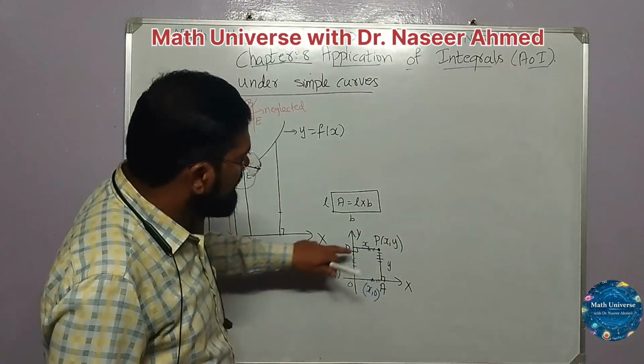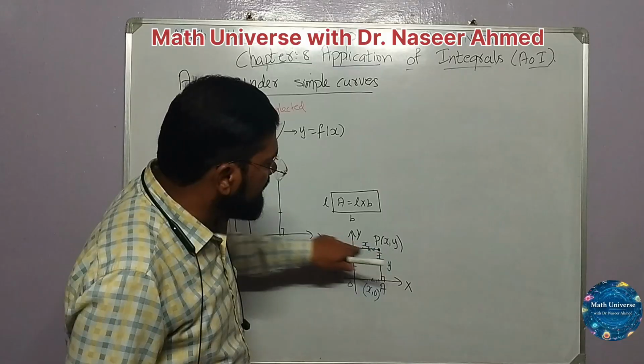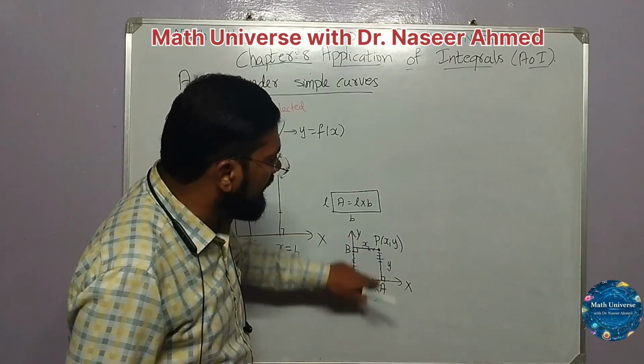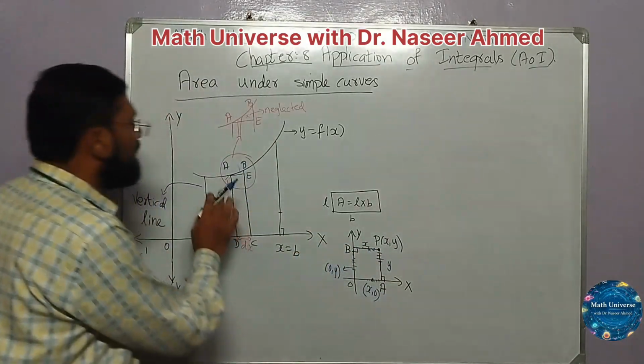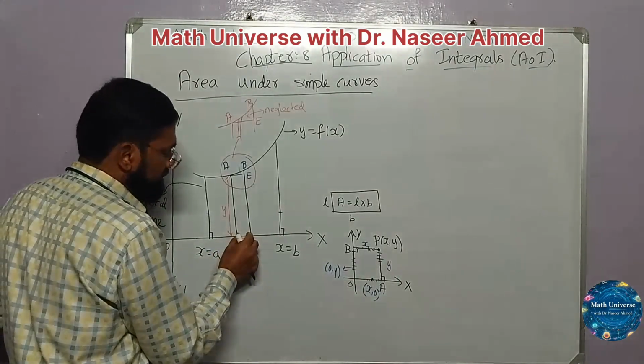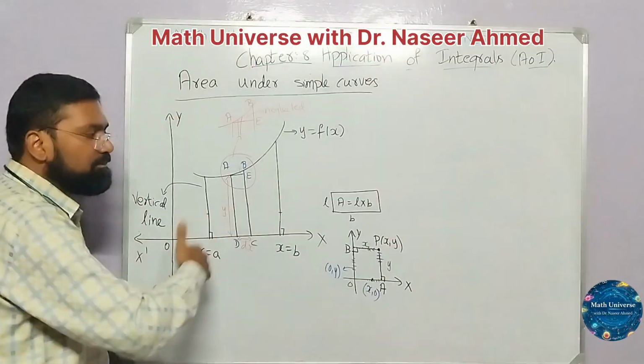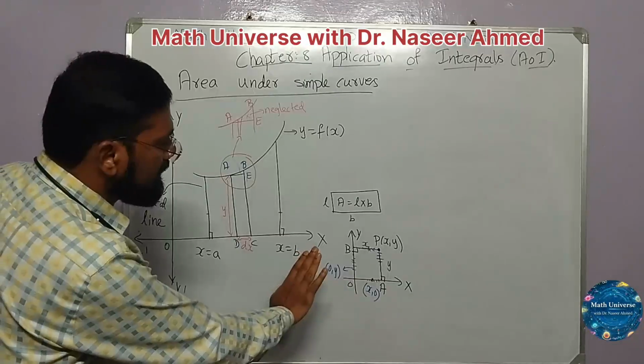So this width is x and the height is y. That's the reason I have taken y and dx. Here I have taken a very small elementary width, so dx. Okay, let us proceed now with this. I hope that concept is clear.